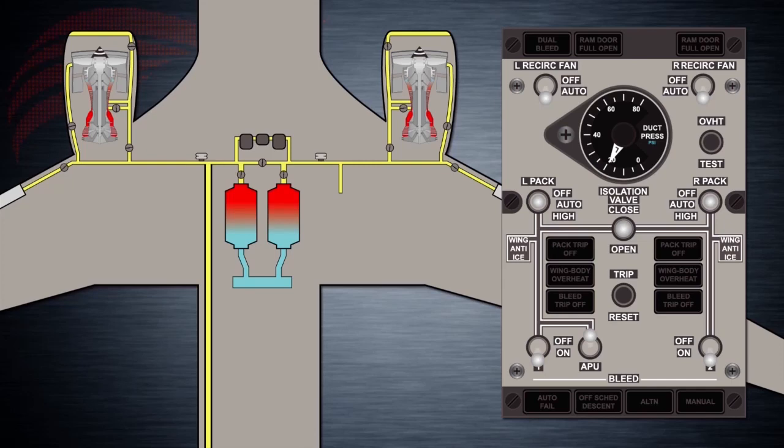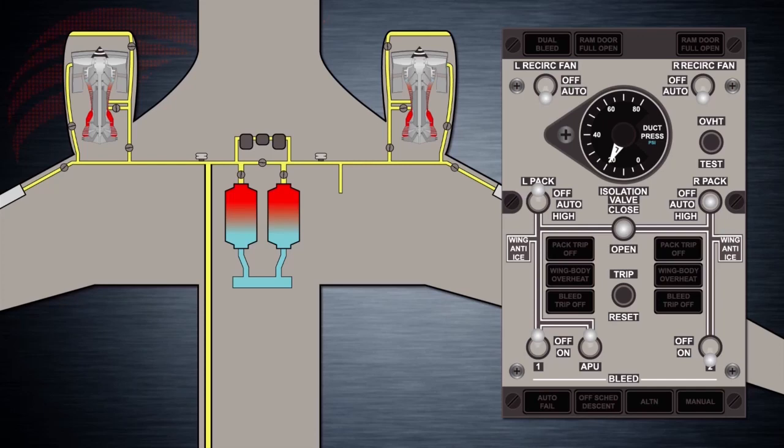If either engine bleed switch is in the off position or either air conditioning pack is in the off position, the isolation valve opens and both sides of the pneumatic manifold are connected. Air conditioning packs are comprehensively discussed in the air conditioning lesson.